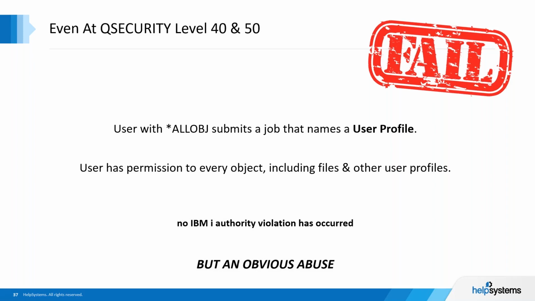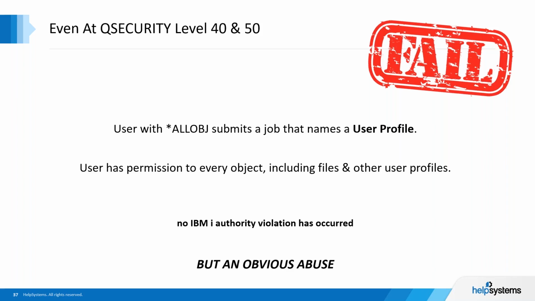If we get up to security level 40 or 50, which are actually the recommended security levels for you to be at, a user that has ALLOBJ can still submit a job as somebody else because, as I mentioned earlier, user profiles are objects, and ALLOBJ special authority gives permission to all the objects. So it is a perfectly valid activity in the eyes of the operating system for, example, Security Officer Robin to submit a job and say, run the job as Bob.